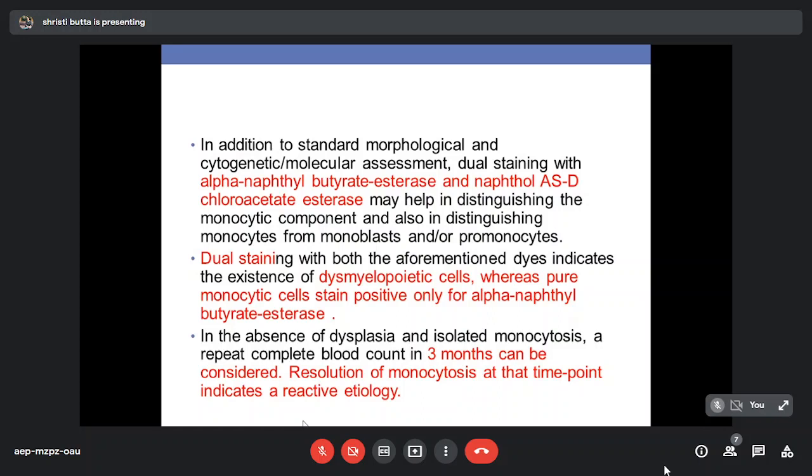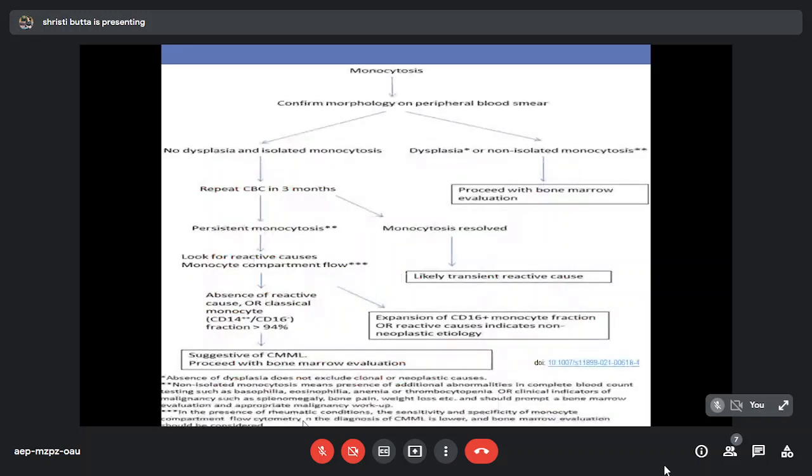In the absence of dysplasia and isolated monocytosis, a repeat blood count should be considered at least after 3 months. Resolution of monocytosis within 3 months is usually indicative of a reactive etiology. Now, this is just a chart telling you what we've discussed till now. If you have monocytosis, you must allow for confirmation of the morphology on a peripheral blood smear, whether you see dysplasia or you don't.